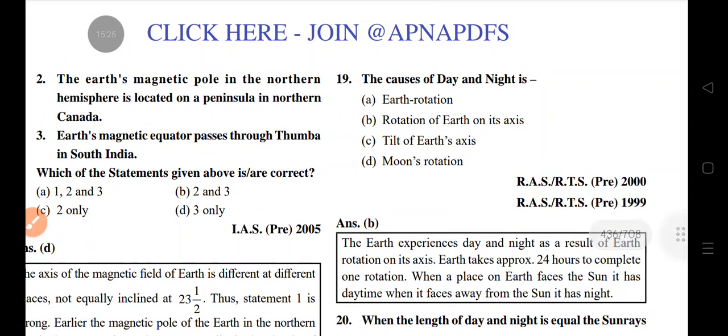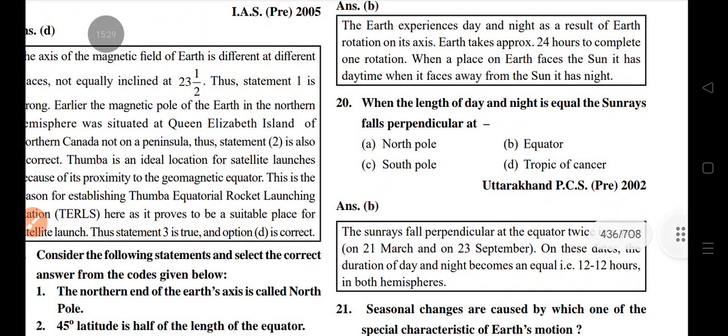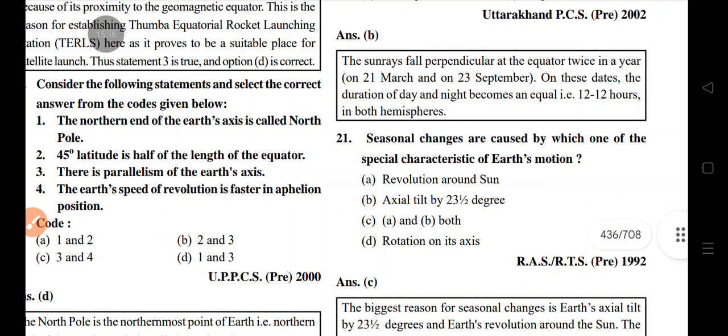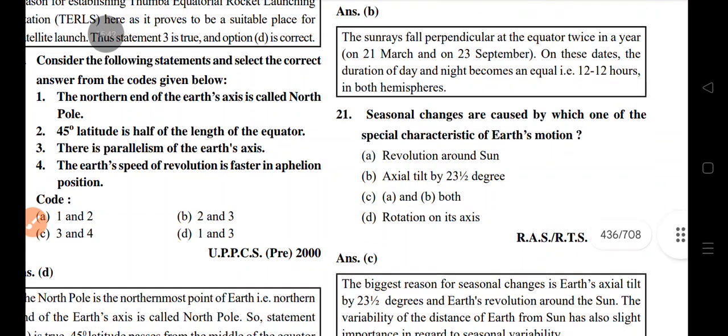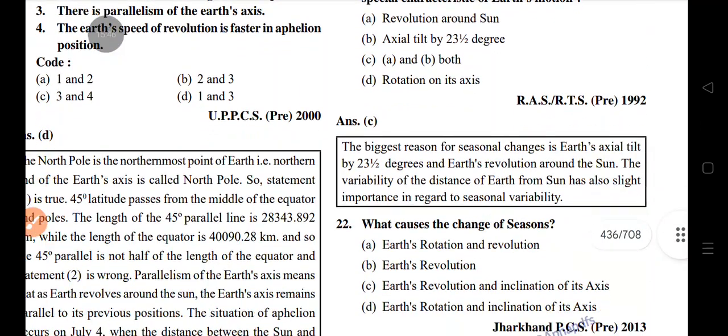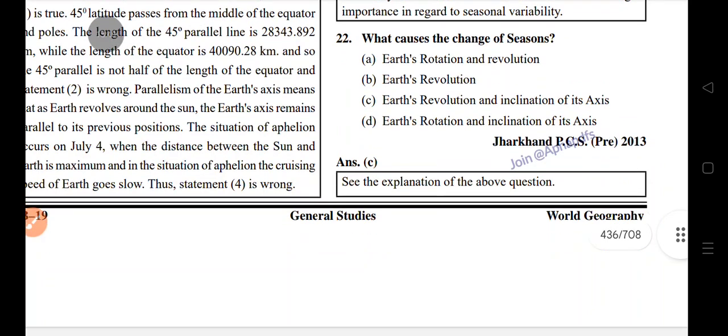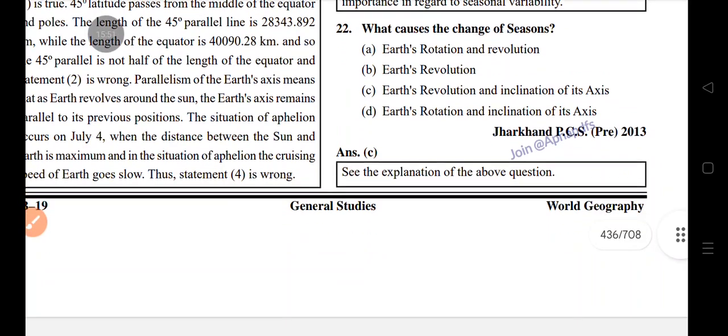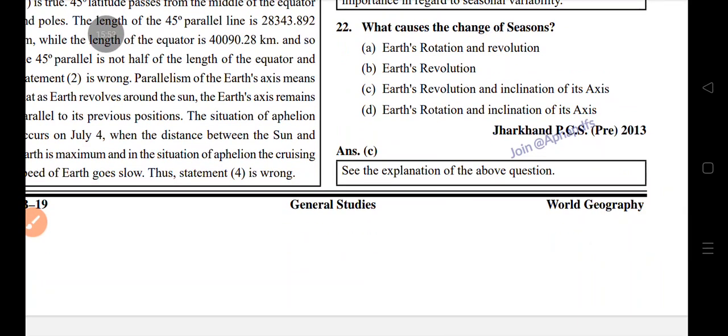Cause of day and night: rotation of Earth on its axis. When the length of day and night is equal, the Sun's rays fall perpendicular to the equator. Seasonal changes are caused by which special characteristic of Earth's motion? Revolution, with axial tilt of 23.5 degrees. Cause of change of season: revolution and inclination of its axis.